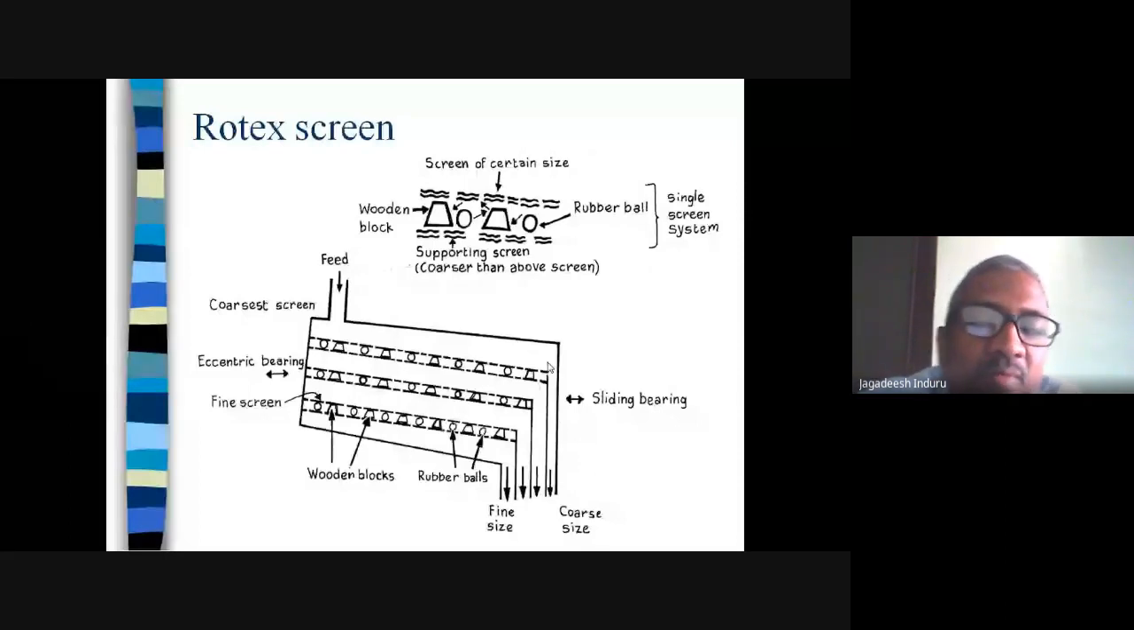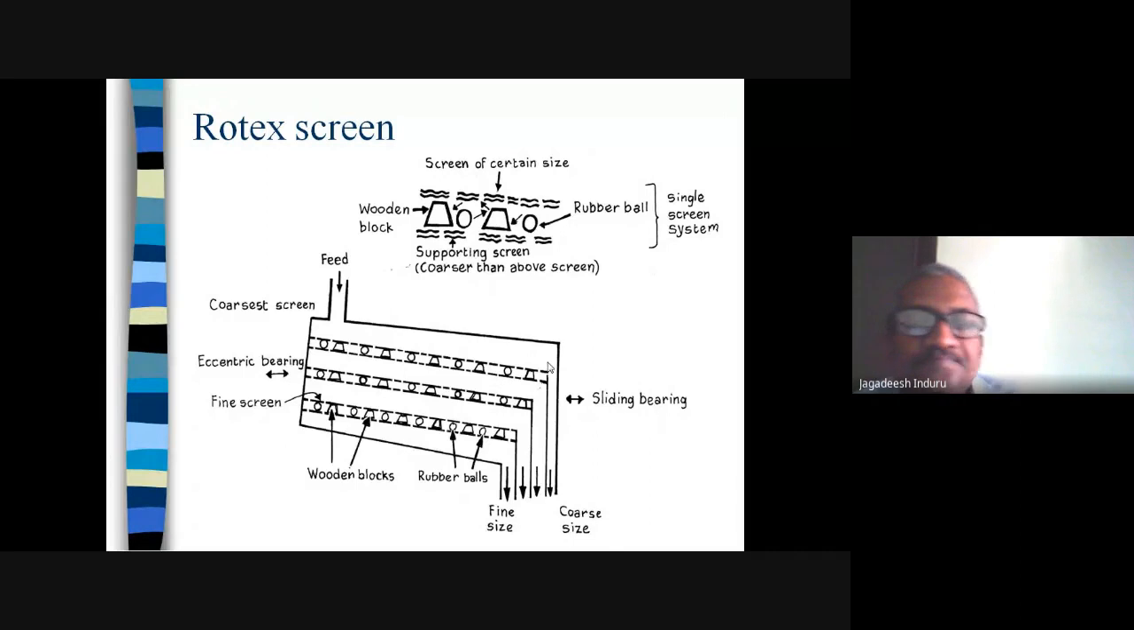Now, what is the purpose of this wooden block and the rubber ball? That is the main question you need to answer in the exam. The purpose of the wooden block and the rubber ball is, when you are rotating the screen, the rubber ball will hit the slant surface of your wooden block. The wooden block is not a cuboid or cube. It is a trapezium-like structure. If you see, it has slant surfaces.